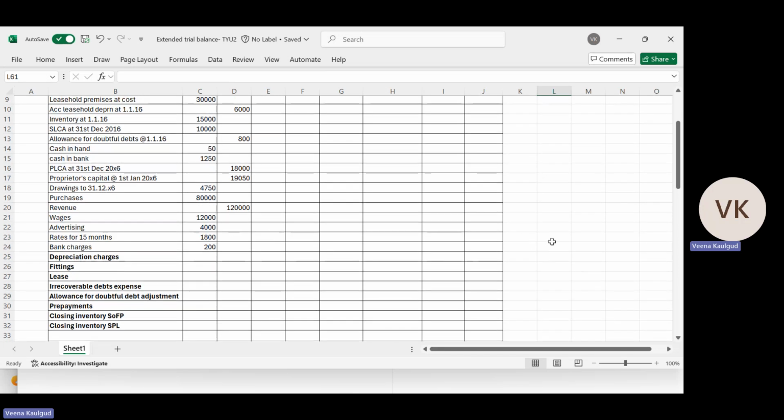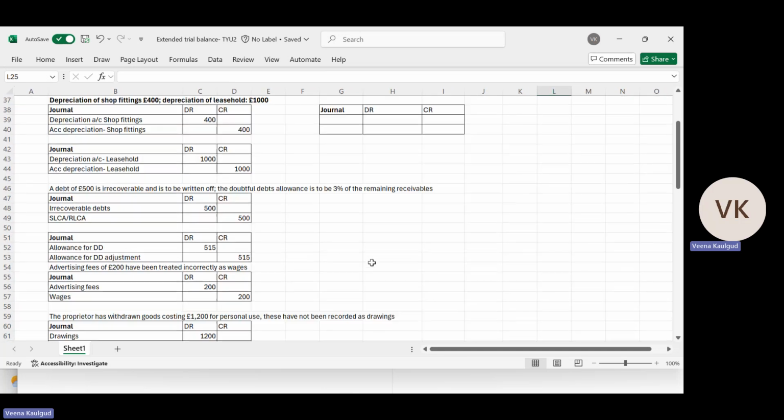So what I will do is divide this by 15. 1,800 divided by 15 comes to 120 per month. 3 months they have paid extra, isn't it? It's a prepayment. So 120 times 3 is the prepayment. So this is your answer. The prepayment is 360.